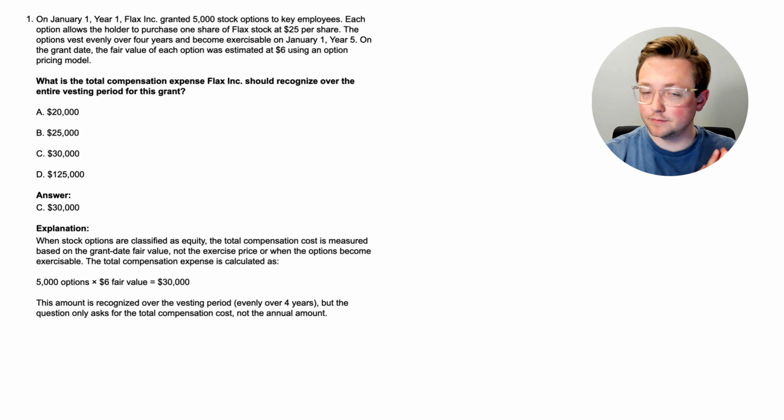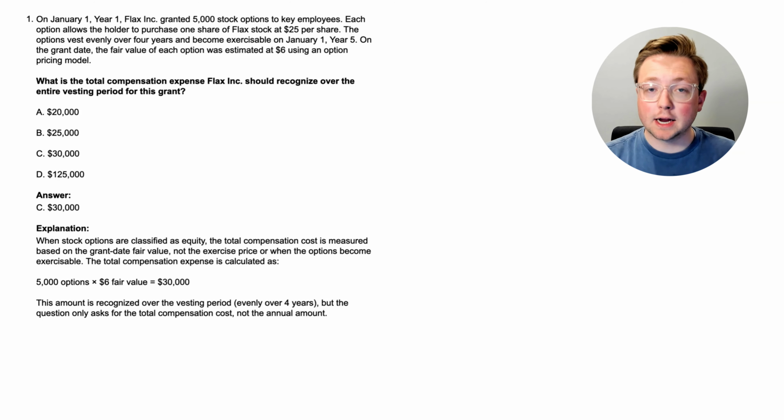So let's go through this. It's very simple. When stock options are classified as equity, the total compensation cost is measured based on the grant date fair value, not the exercise price or when the options become exercisable. The total compensation expense is calculated as the 5,000 options multiplied by the $6 fair value that we had on the grant date. So that's $30,000 of total compensation expense that's going to be recognized over the course of the vesting period. Again, that's the amount that's going to be recognized over the course of the whole vesting period.